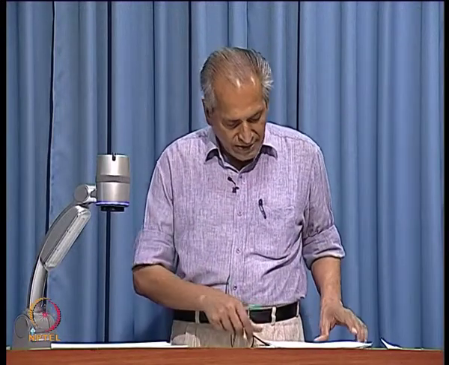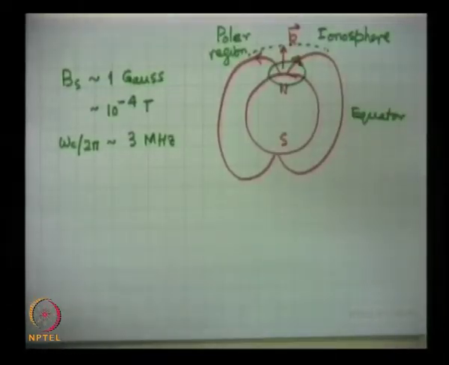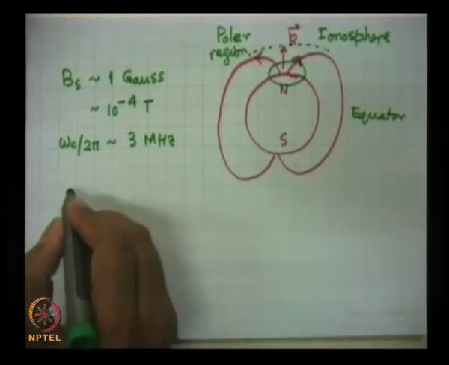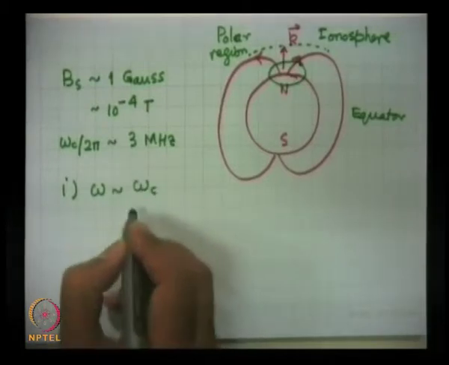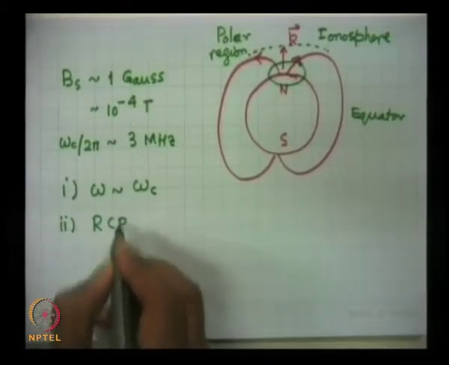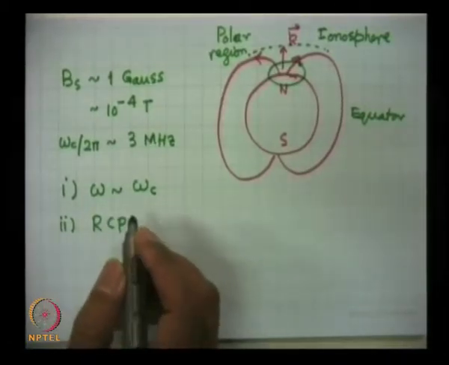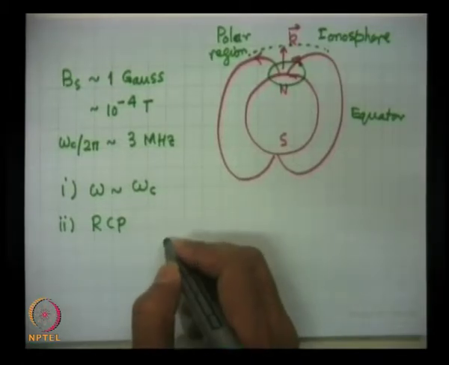Now, well, let me summarize what I have really discussed about heating. I said that if you want electron cyclotron resonance heating, then you should have omega close to omega c, and the wave should be circularly polarized. So two conditions are important. Omega should be around omega c, and second, the wave should be RCP. Only then the cyclotron resonance will be there. These are the two conditions for resonance cyclotron heating of electrons.